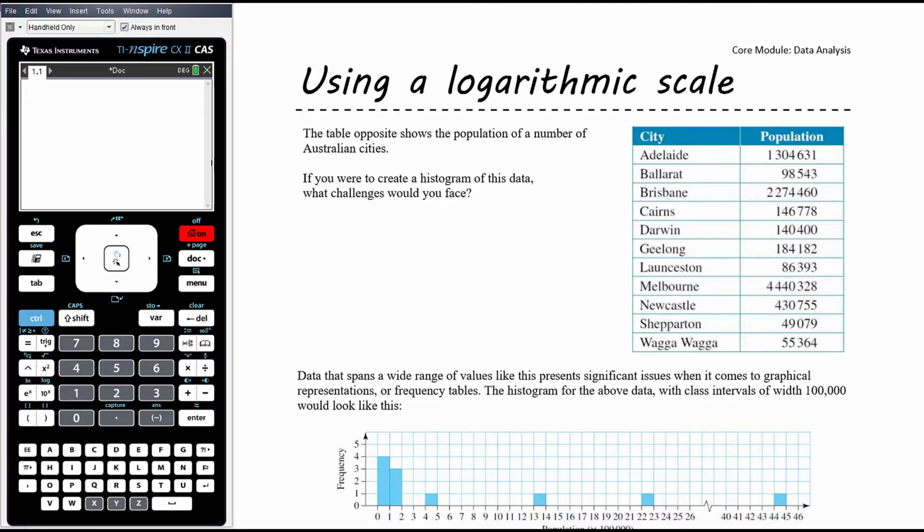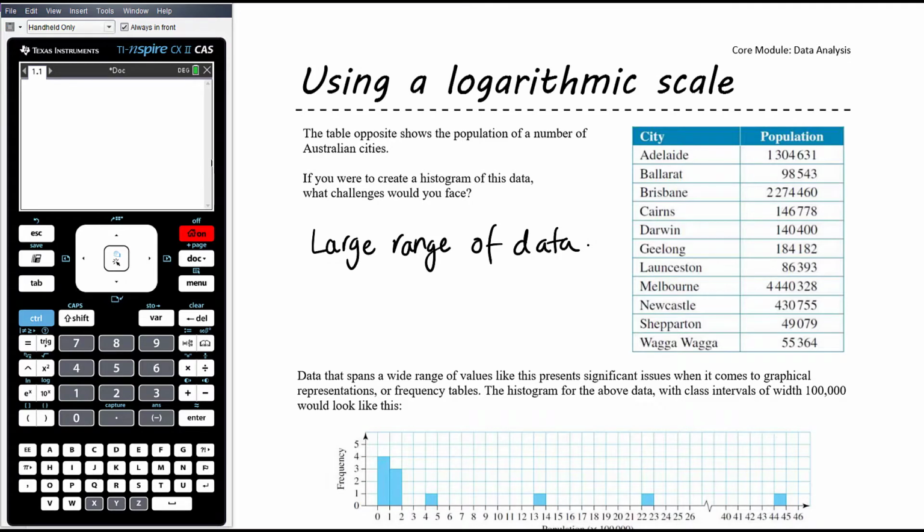But even when we do group it, deciding on the class interval widths is difficult, because really the data span is quite great. So the biggest challenge here is the large span of data. So, big range, I guess. The range is large. Let's say large range, to use the technical word.